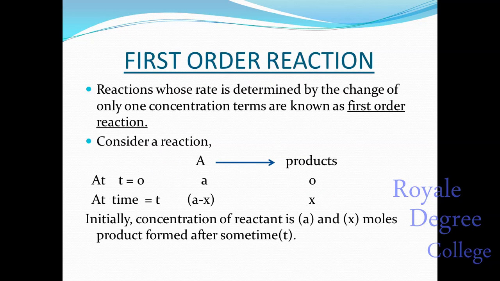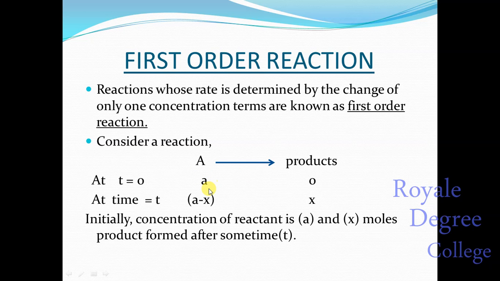Next we will see about first order reaction. Reactions whose rate is determined by the change of only one concentration term are known as first order reactions. Consider a reaction. Here you can see a reaction, that is A is the reactant. It will give the products.